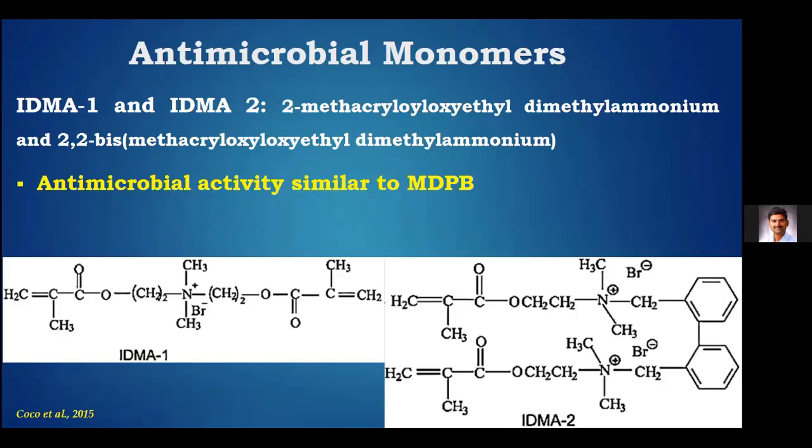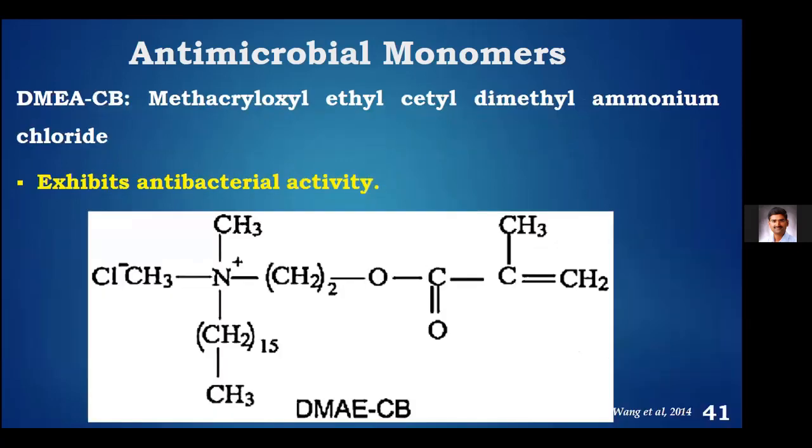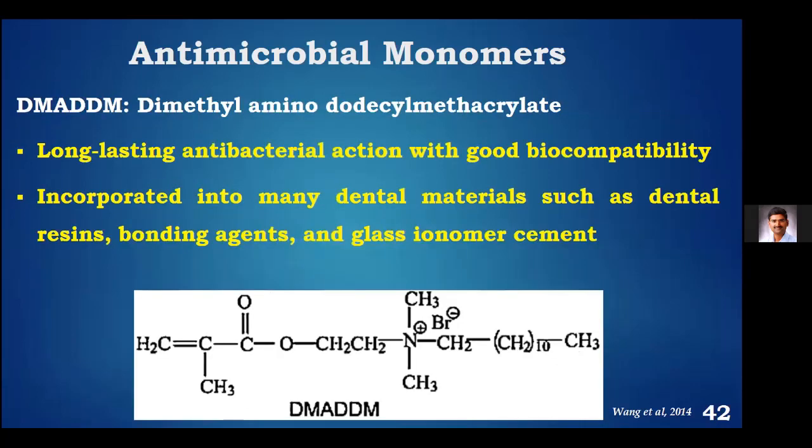Both of them are similar to MDPP in terms of their activity, but they seem to be slightly more cytotoxic compared to MDPB materials. Then the DMAE monomer, which is slightly cytotoxic in unpolymerized form, but upon polymerization, this material exhibits a good amount of biocompatibility and also antimicrobial activity. The next monomer that was widely investigated is the DMAE-DDM, which exhibits very good biocompatibility with long-lasting antimicrobial action.